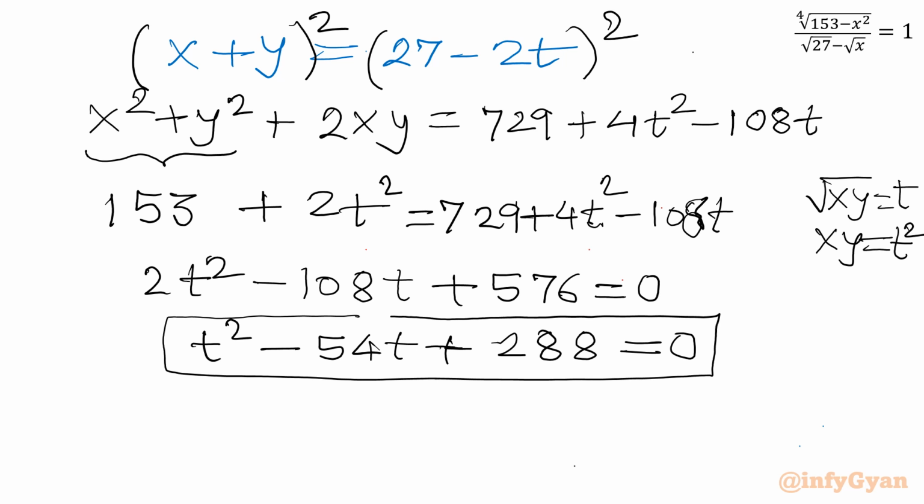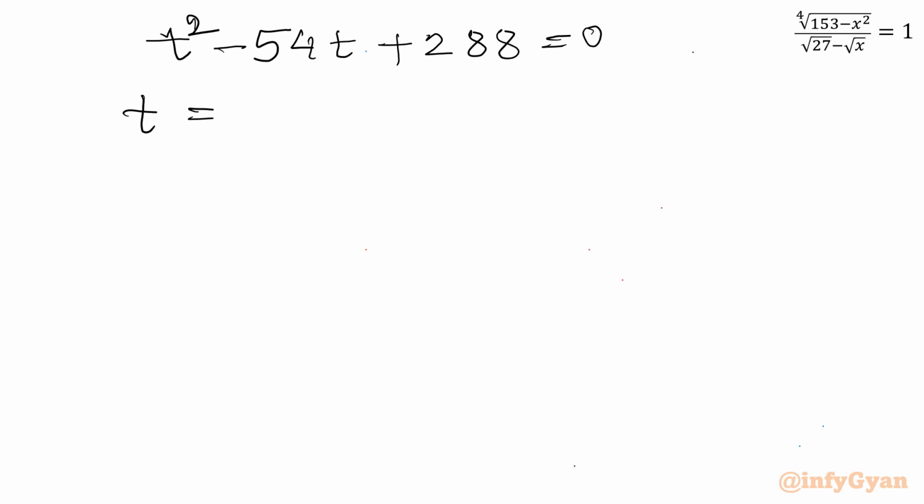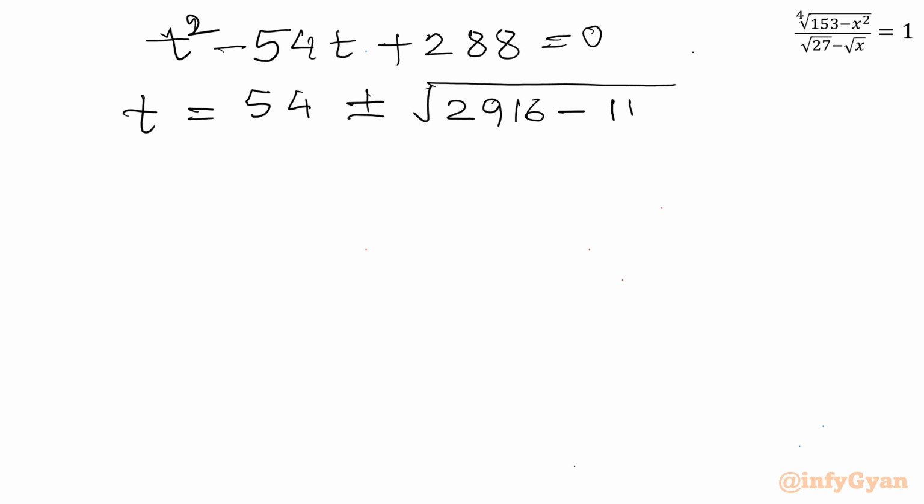I will use the quadratic formula to calculate t. Let's write here t square minus 54t plus 288 equal to 0. So t will become minus b, so 54, plus minus under the root 54 square, so it will become 2916, minus 4 times 1 times 288, which is 1152, divided by 2a, so 2.